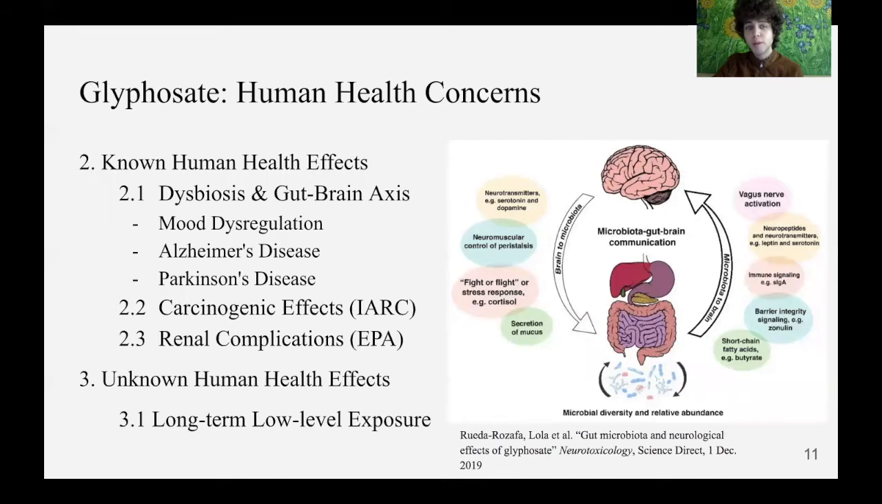As for the known human health effects, the one major mechanism by which glyphosate affects human health is it causes dysbiosis, which is the overgrowth of the more opportunistic pathogenic gut bacteria affecting the brain through the gut-brain axis, causing mood dysregulation, Alzheimer's disease, as well as Parkinson's disease. Further effects include carcinogenic effects recognized by the IARC, as well as renal complications recognized by the EPA. The more unknown and open-ended looming questions are the long-term, low-level exposure effects of glyphosate and AMPA.